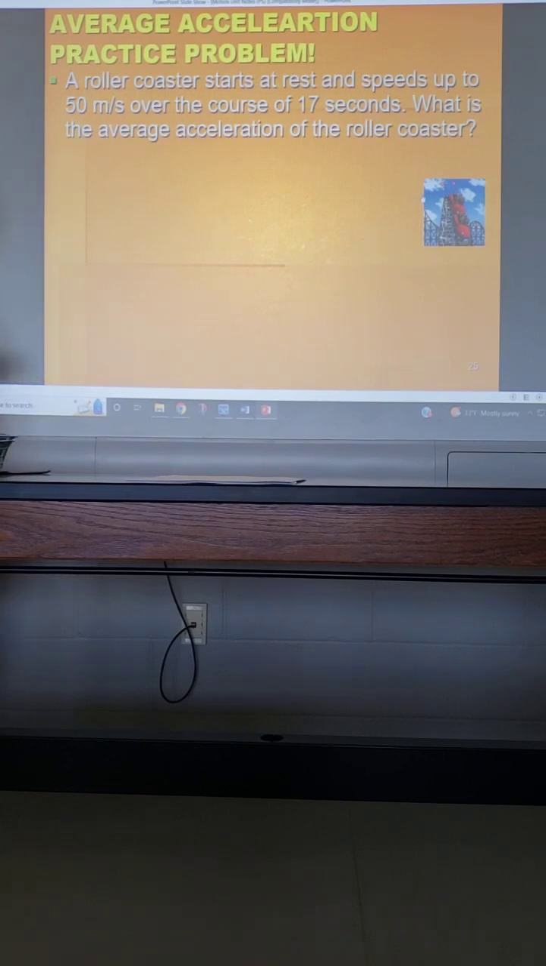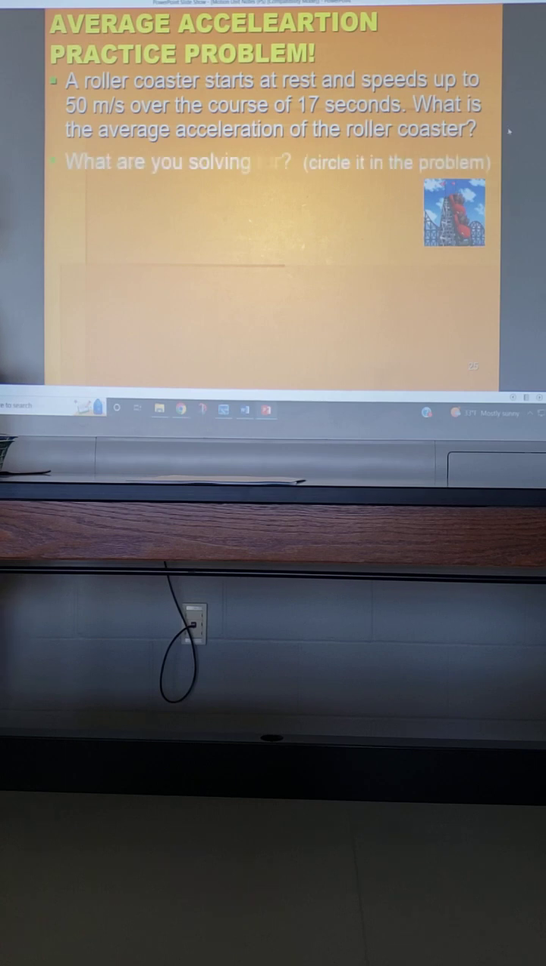All right, so a couple practice problems. A roller coaster starts at rest, meaning at 0 for velocity, and speeds up to 50 meters per second over the course of 17 seconds. What is the average acceleration of the roller coaster?